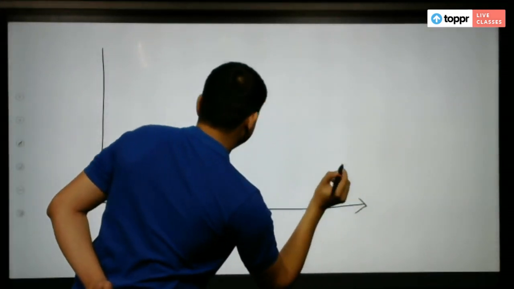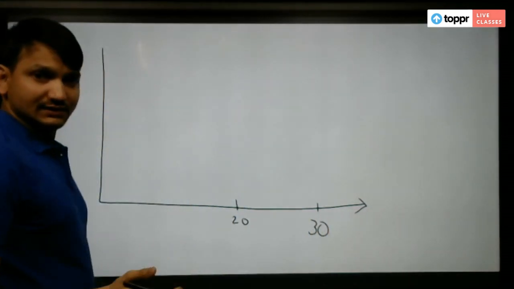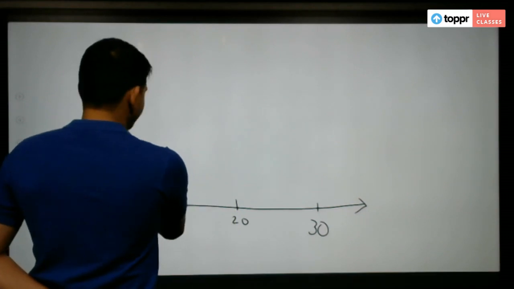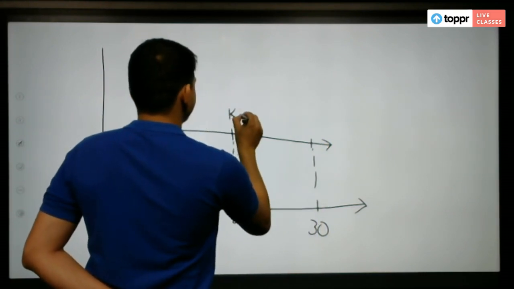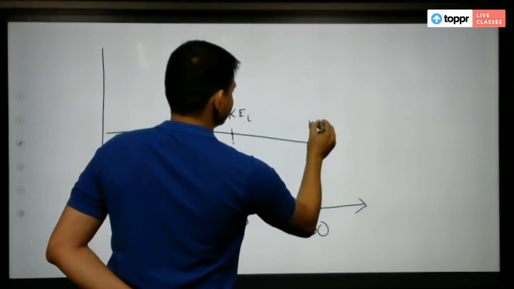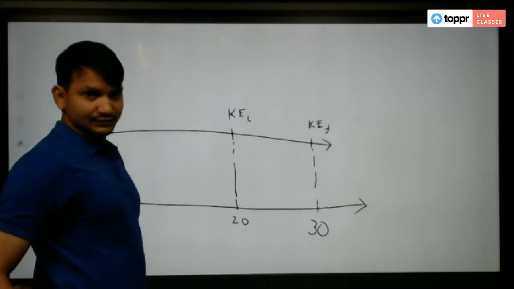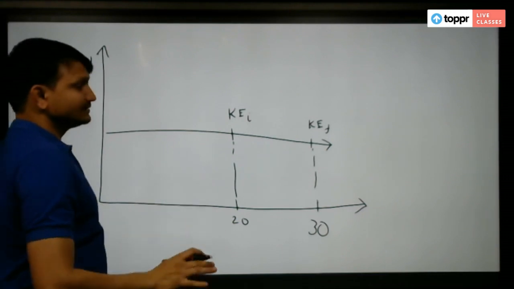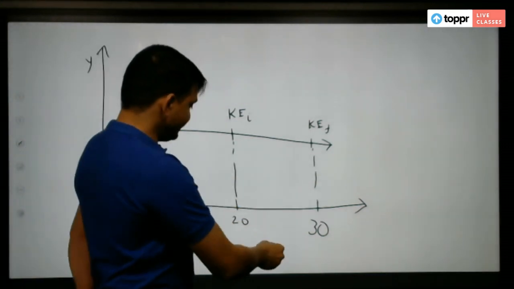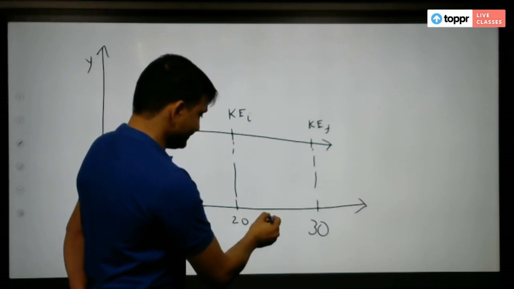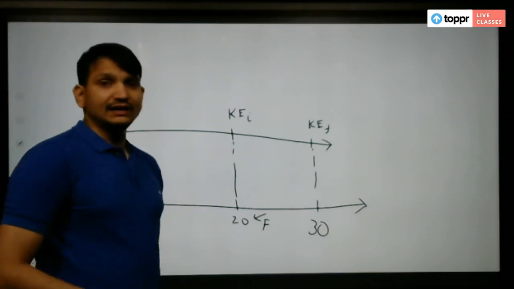So we have this situation: from 20 to 30 meter, that force is acting on the mass. So let's say this is the path, and we are considering these two, kinetic energy initial and kinetic energy final. Don't confuse this with a graph. This is not a graph, this is just the direction of motion, being the x direction and y direction. I'm just showing that the body is moving in the x direction from 20 to 30. We are experiencing a force F, which is acting in the negative x direction. Why in the negative x direction? Because it is a retarding force, it is slowing our mass down.